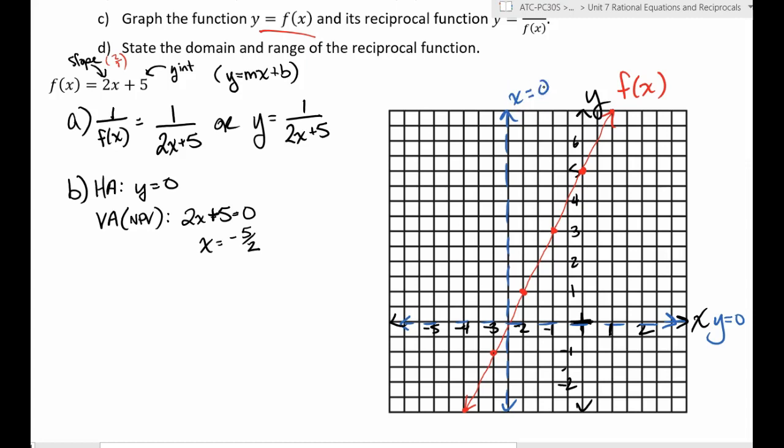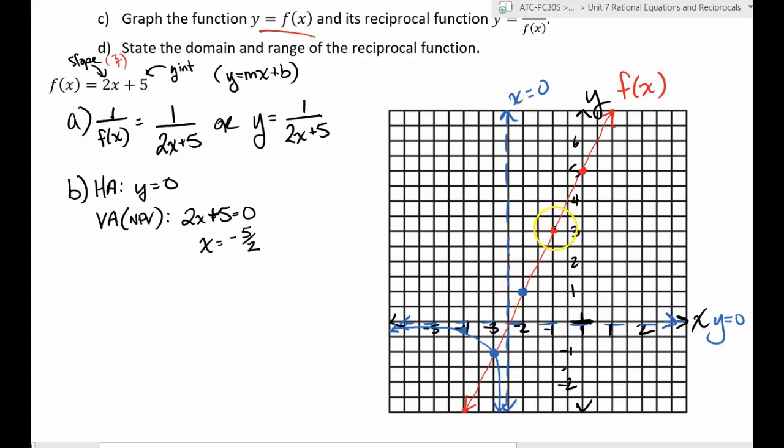From here, I need to choose some points. So again, whenever my output is 1 originally, I'm going to have an invariant point. So those guys are going to stay the same. To choose another point over here, my original output is negative 3, so now it's going to be negative 1/3. And so my graph is going to have the same shape as that other one that we drew, just kind of squished into that corner there.